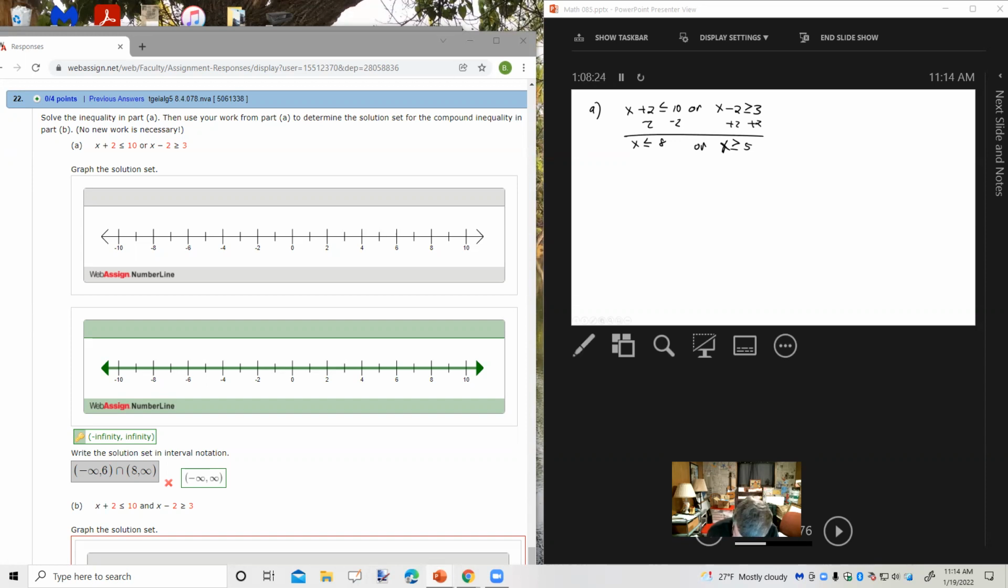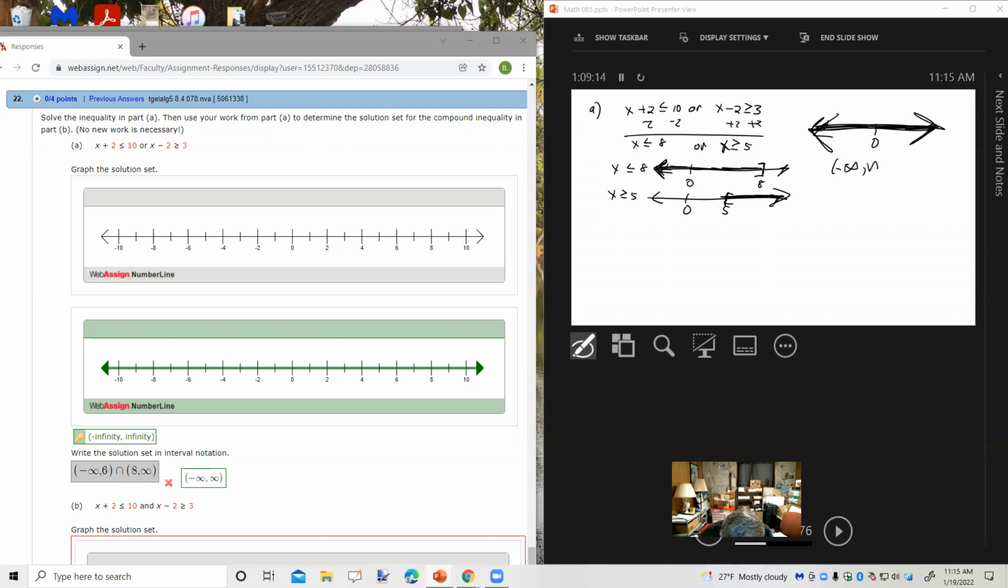So let's see what that looks like. X less than or equal to 8. We'd have a 0 and an 8 and a bracket, an arrow going that way. Okay. X greater than or equal to 5. We'll have a bracket at 5 and an arrow going that way. Okay. We want the union because it says or. So the union would be what? This is like the one we just did. It'd be all real numbers, wouldn't it? So let's see. The graph would look like this, where you'd have arrows going both directions, and interval notation would look like that. Okay. Are you all right with part A?